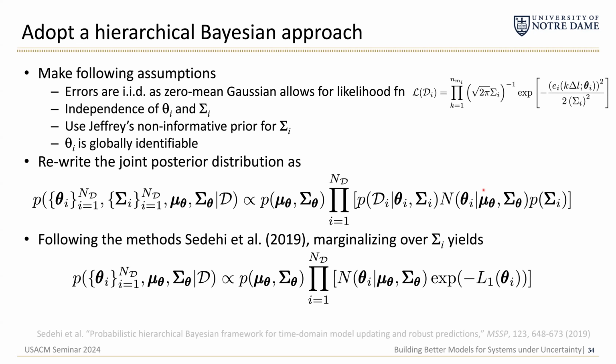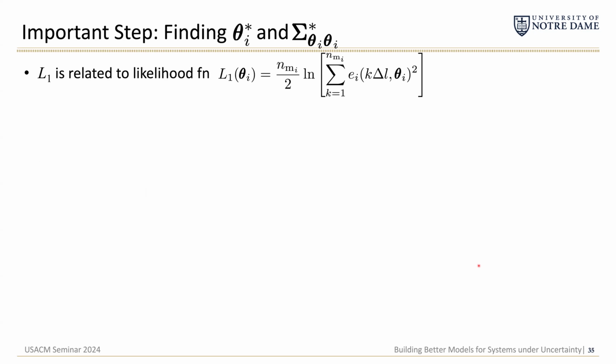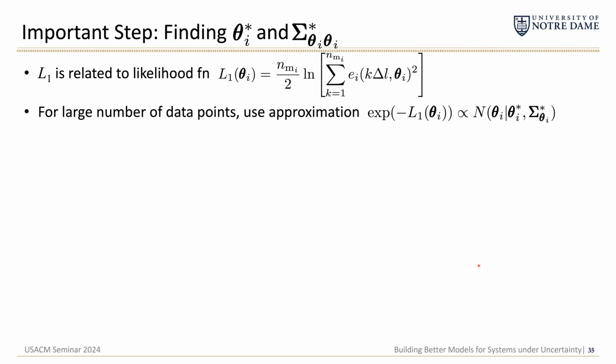And then if we follow some of the methods that Sadeghi and his co-authors have put forward in one of their nice papers on hierarchical methods, we can actually marginalize over that prediction error variance. That yields an expression you see here, where we have this new L1 function. This L1 function is related to our likelihood, although it's slightly different. But the importance is that if we have a large number of data points, which is likely to happen in these tests, even if we're sampling at 50 or 100 hertz, much less 1 kilohertz, we can use the approximation that the negative exponential of this L1 function is approximately Gaussian with mean theta star and covariance sigma star.